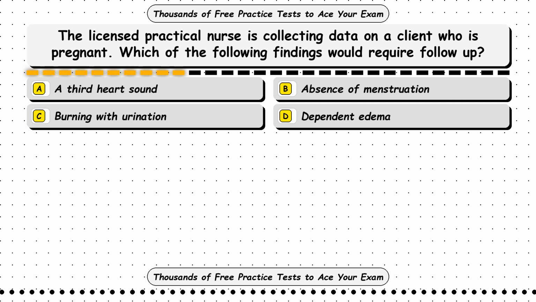Which of the following findings would require follow-up? Option A, a third heart sound. Option B, absence of menstruation. Option C, burning with urination. Option D, dependent edema.